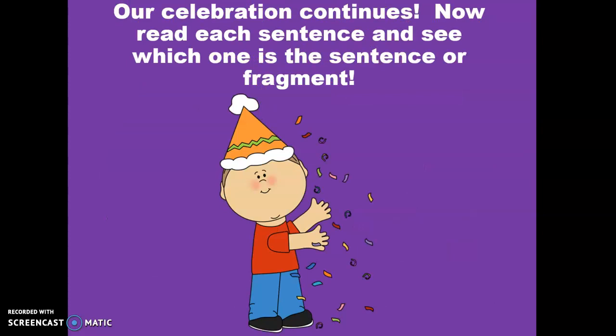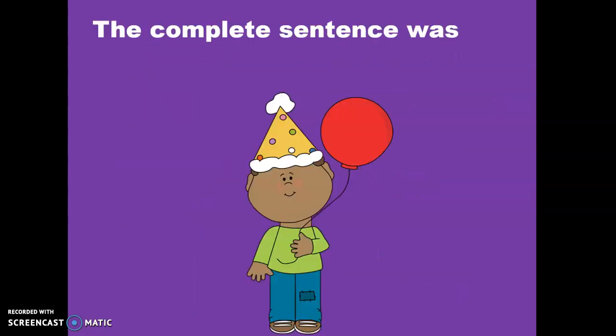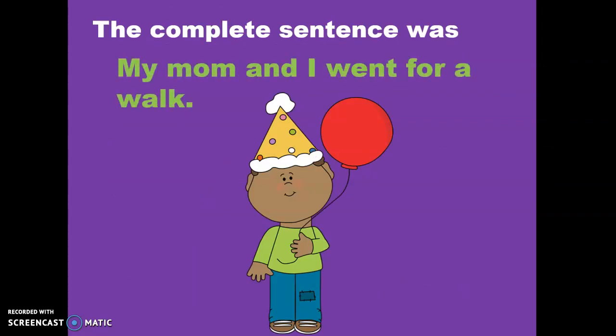Our celebration continues. Now read each sentence and see which one is the sentence or fragment. Which one's a complete sentence? A, a big spider. B, played in the yard. C, my mom and I went for a walk. The complete sentence was, my mom and I went for a walk.